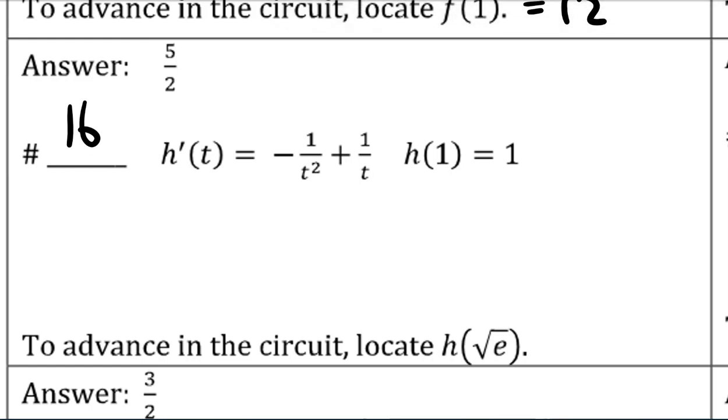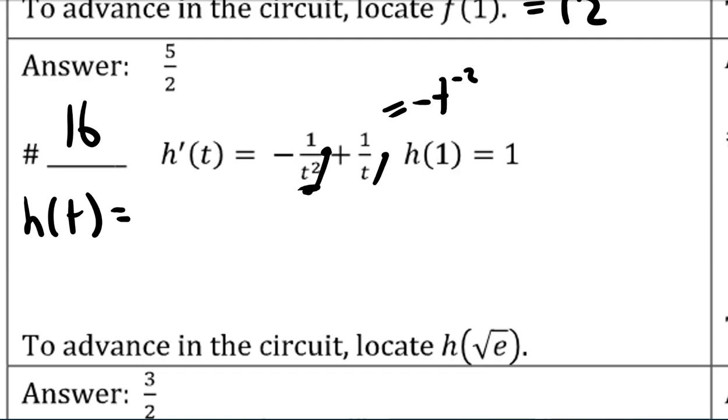Okay, so for question 16, we've got the derivative of h of t, and we are supposed to integrate this and go back to the function h of t. But on this one, I think probably the biggest problem with this is the way these are written here. So I would take just a moment and maybe move this guy up using exponent rules.